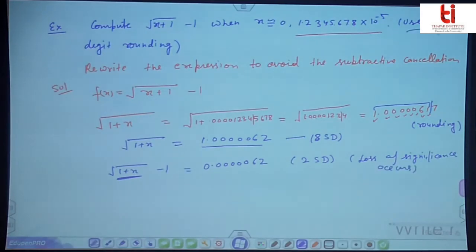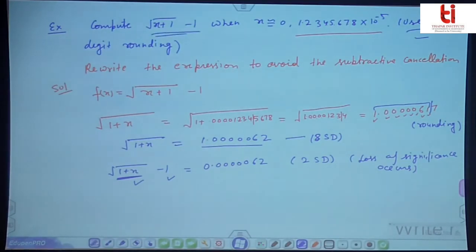If we are taking only 4 digits in our calculation, then the expression value will be coming out to be 0, and there is no reason to compute this value. So whenever there is a subtraction of nearly equal numbers, we should try to avoid the subtraction sign between the nearly equal numbers, because whenever we subtract nearly equal numbers, loss of significance occurs. So what we do in that case is try to avoid the subtraction sign.